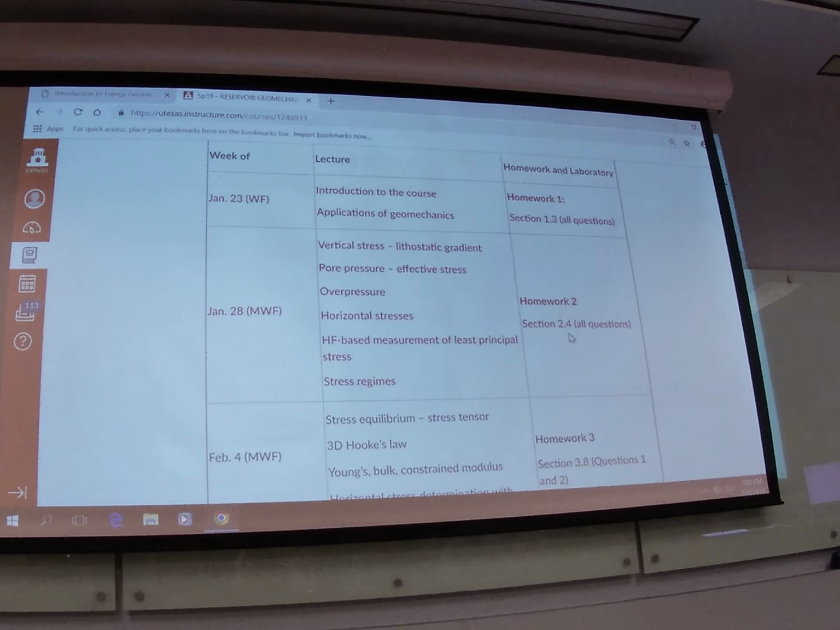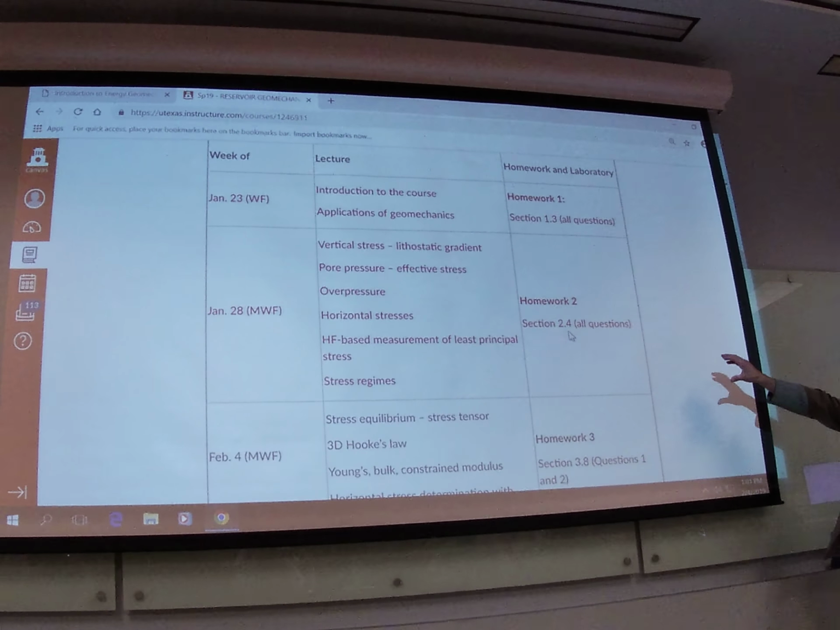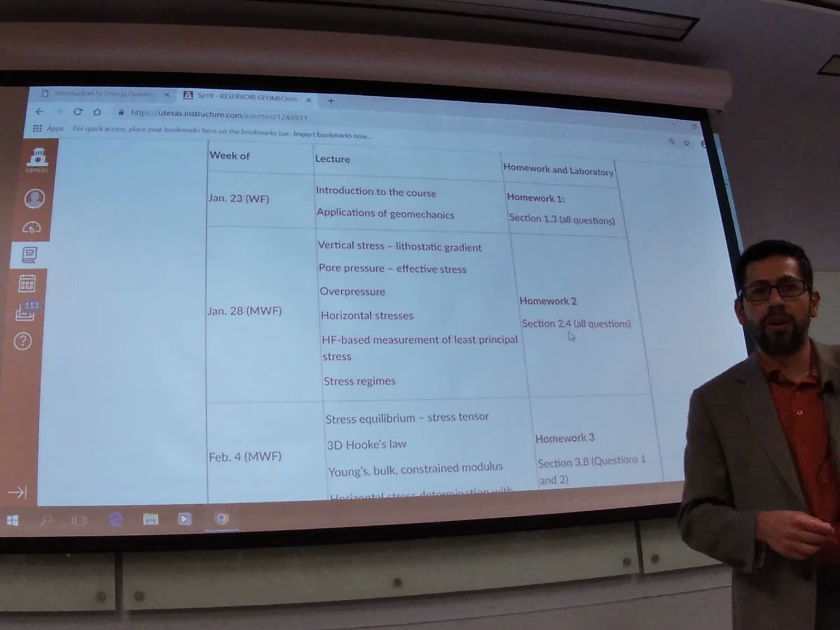All right. So we have been already through this material. First week and second week, we know about pore pressure, stresses, and horizontal stresses.